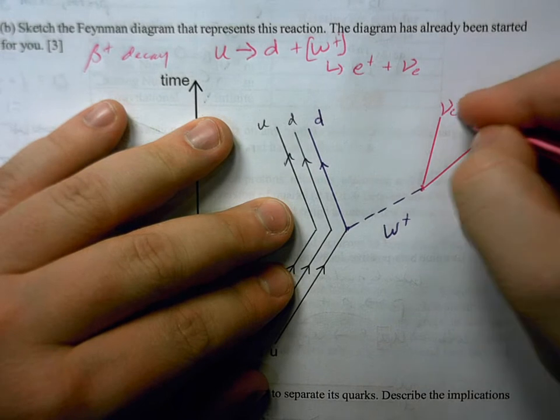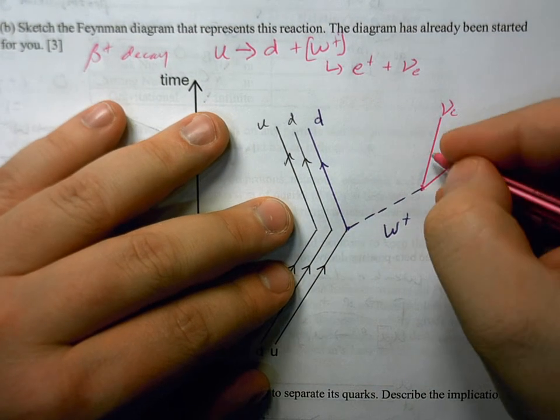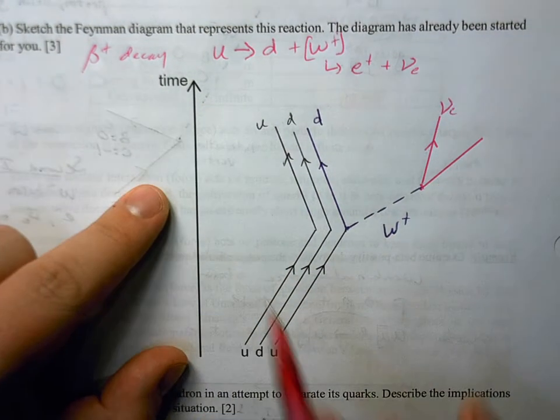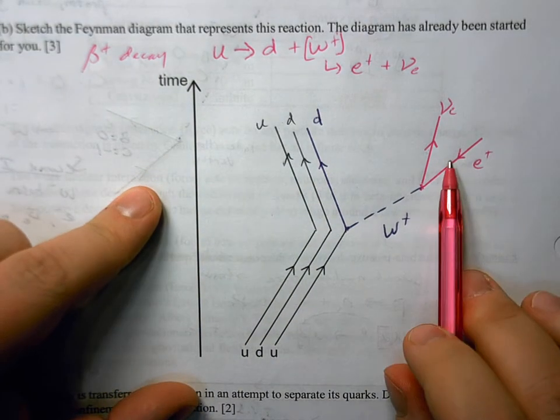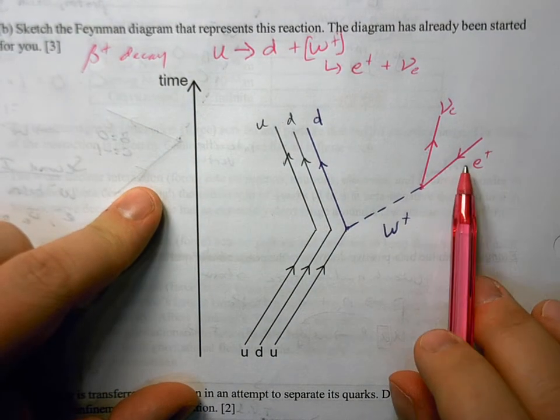So for our neutrino, it is a regular old particle. We're going to have the arrow going in the direction of time. And then for our positron, we're going to have the arrow flowing against the direction of time.